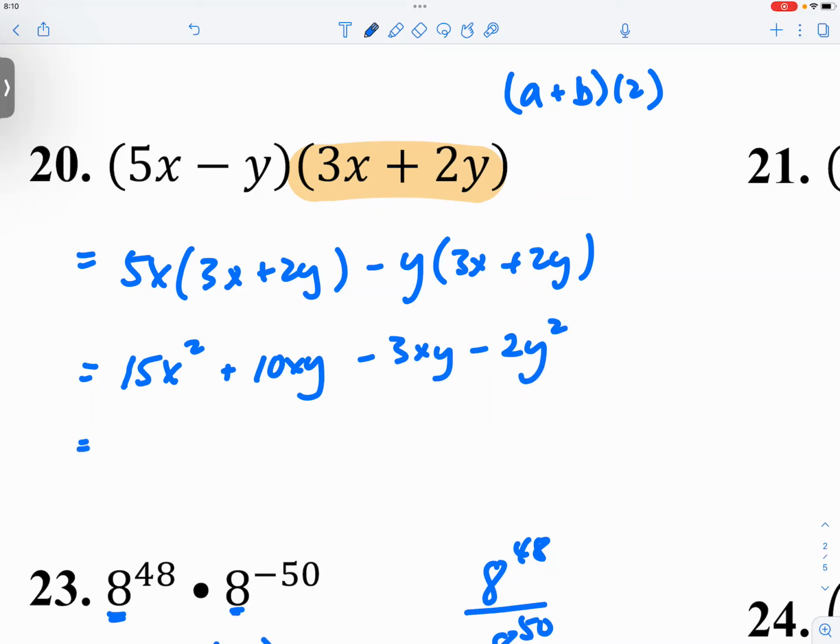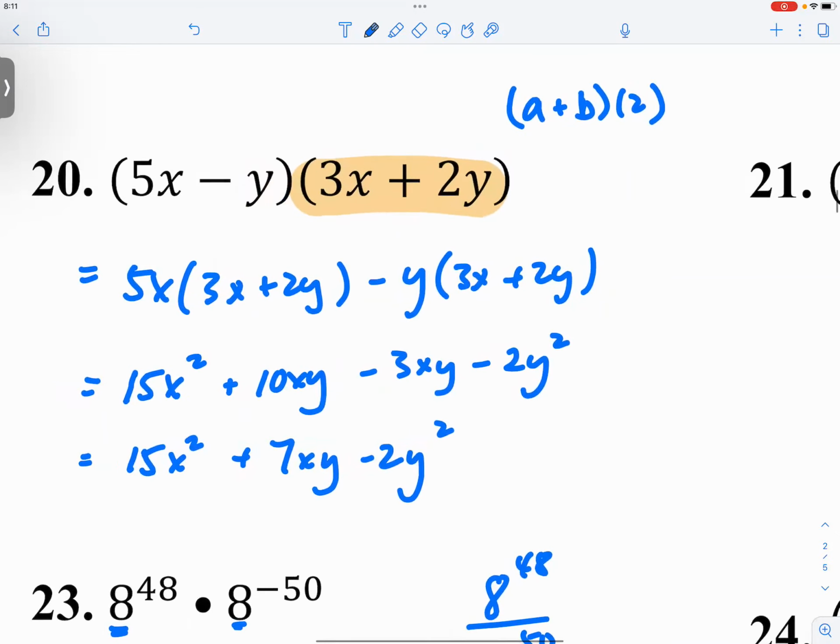And when we do this, we are now able to combine like terms. We have the xy as the like term: 10xy minus 3xy is 7xy. And then everything else is kind of unique, so we cannot combine them together. So that's how we have our final answer, 15x squared plus 7xy minus 2y squared.